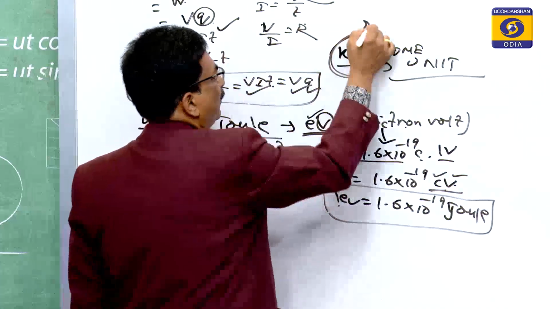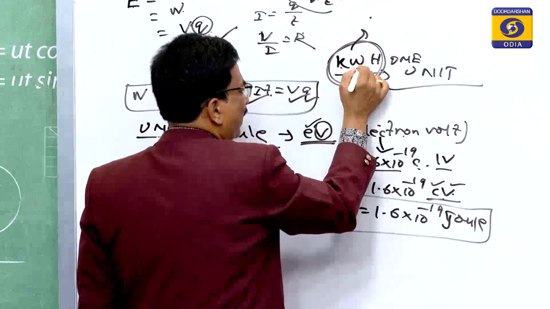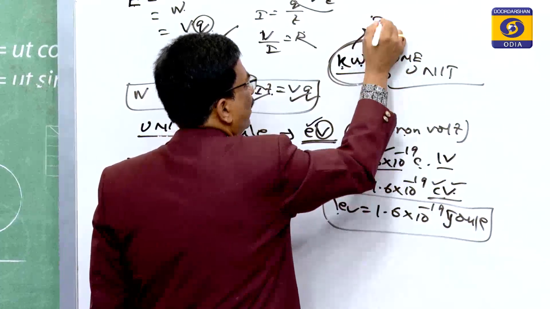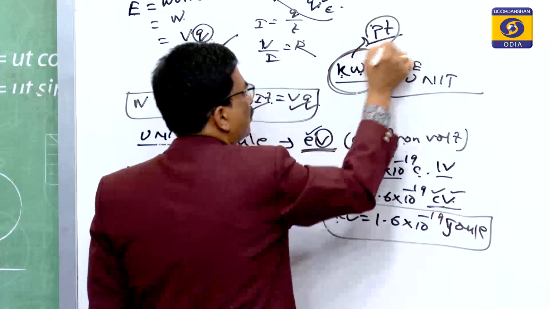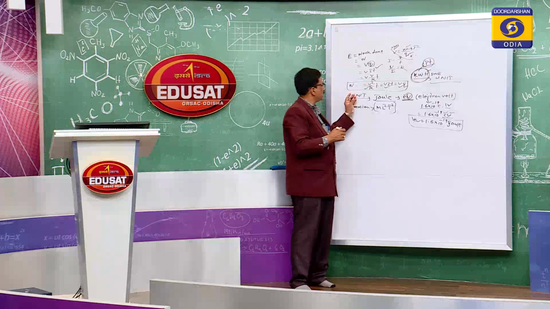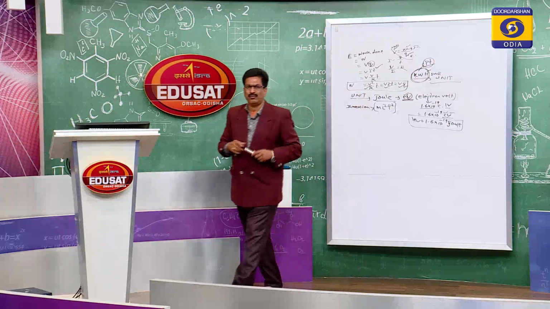So 1 kW means kilowatt. Watt is the power and h is the time. So P into T will also be joule, the energy, which we will discuss later. So this is the electrical energy.